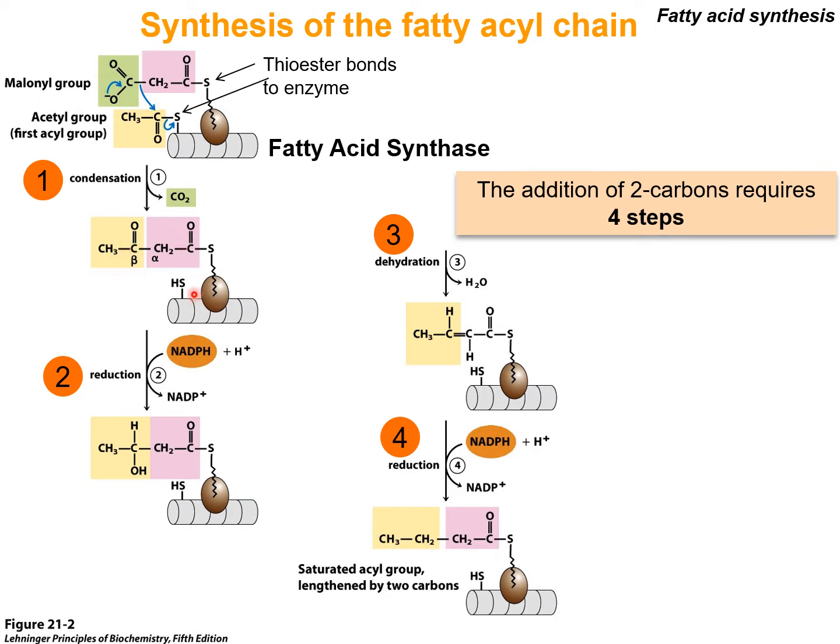So the first step is a condensation, which releases CO2 onto the enzyme between the acetyl and the malonyl. The second step is a reduction that uses NADPH, and finally a release of water via dehydration, generating this double bond here, and a final step of reduction. And now we have a nice saturated 4-carbon molecule still anchored onto the enzyme.